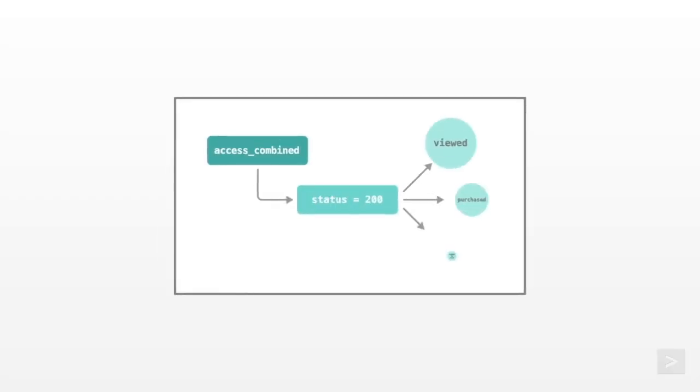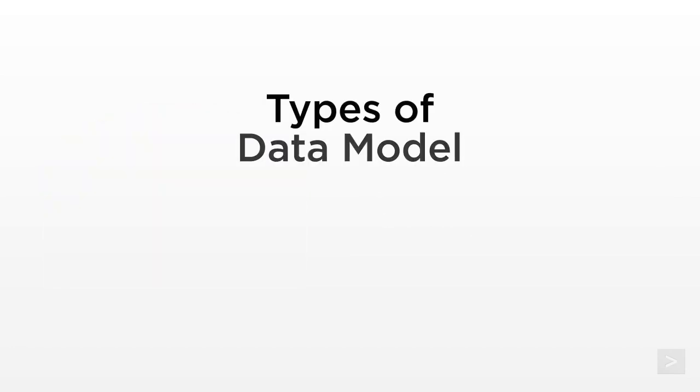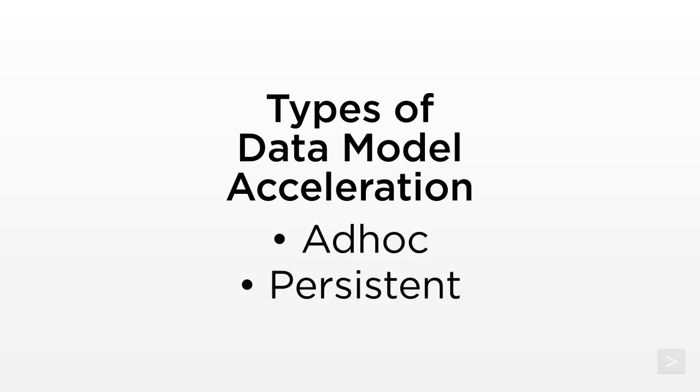Data model acceleration works a little like report acceleration in that files are created and accessed to return search results. In data model acceleration, this is called a high-performance analytics store. We will discuss how these files are used to speed up searches later in this module. There are two types of data model acceleration, ad hoc and persistent.